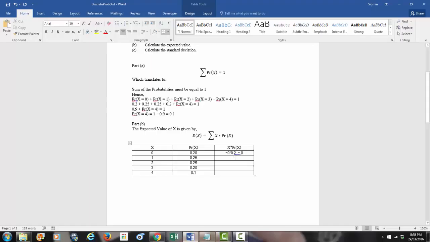We then have 1 multiplied by 0.25, which is equal to 0.25. The next one is 2 multiplied by 0.25, which is equal to 0.5. The next one is 3 multiplied by 0.2, which is 0.6. And lastly, we have 4 multiplied by 0.1, which is equal to 0.4.